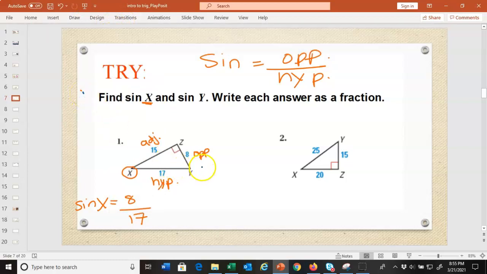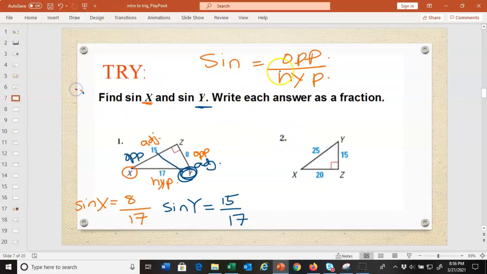Let's do the other angle of perspective because they want y. So I'm going to circle y and make it blue so we can keep track. That makes this opposite and this adjacent, and hypotenuse stays the same. So sine of y now is opposite y, which is 15, and hypotenuse is 17. I'm thinking of tangent. Okay, so sine is opposite over hypotenuse. Opposite of y is 15, and hypotenuse is 17. And that's it. We're done with number 1.